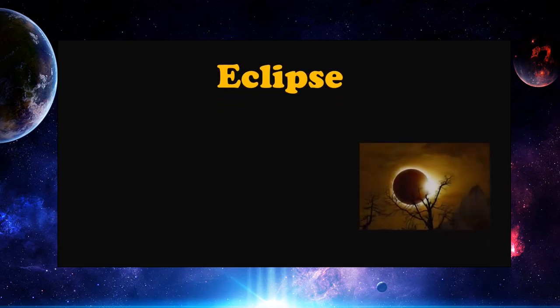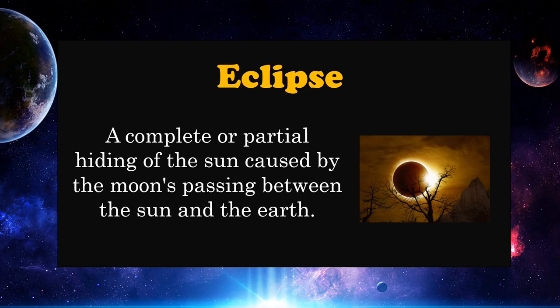So students, let's learn about the eclipse. So what is an eclipse? It is a complete or partial hiding of the sun caused by the moon's passing between the sun and the earth. Or it can also be defined as blocking of the sun either by the earth or the moon.